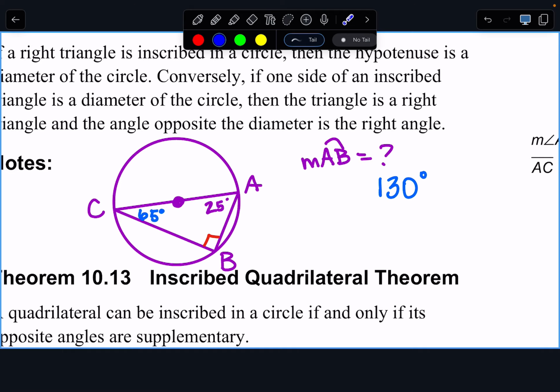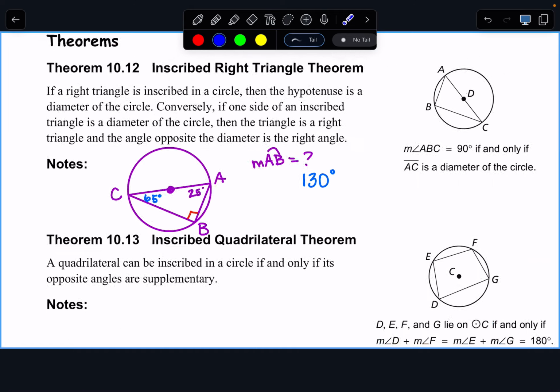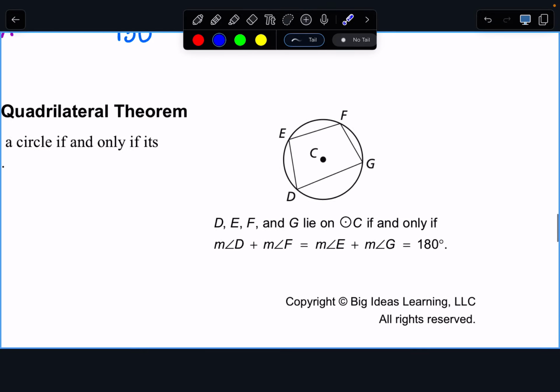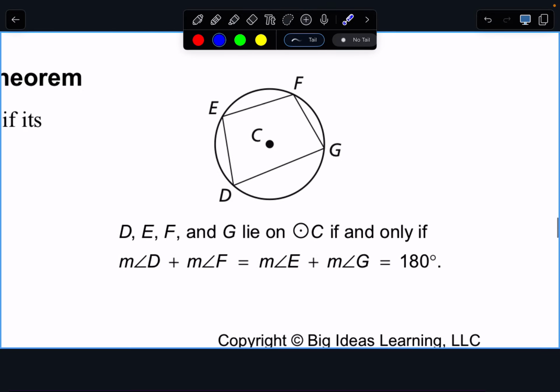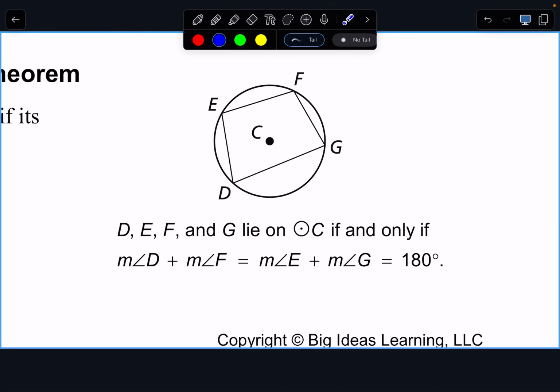Okay, our last theorem. Are you ready? If a quadrilateral is inscribed in a circle, how many sides does a quadrilateral have? 4. Quattro.